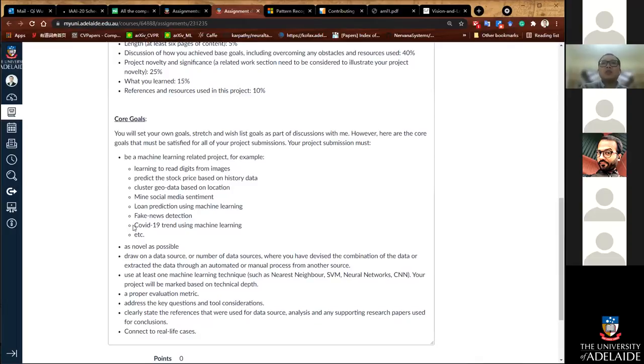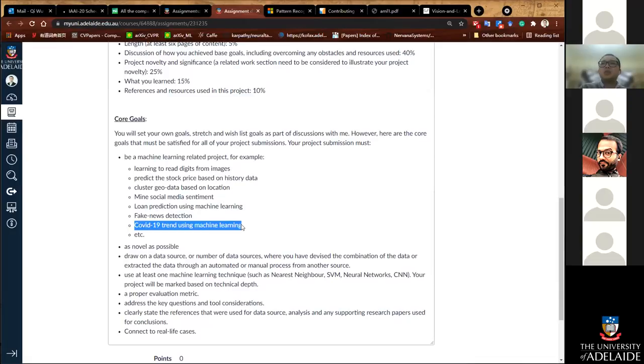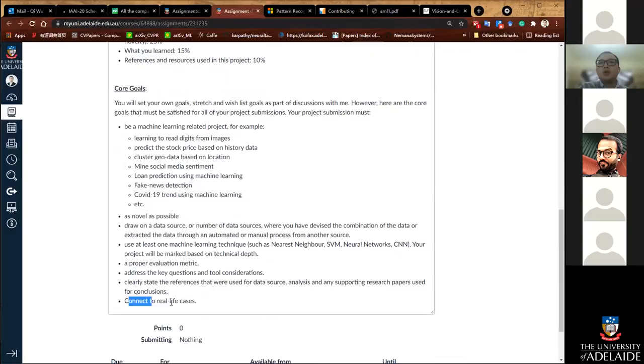And the fake news detection, COVID-19 trend using machine learning. Oh, this is quite new last year, actually, COVID-19 trend using machine learning. Right? You can predict the trend based on different parameters you can have. Well, it's easy to find those data. This is also a very interesting one, right? It depends on what kind of angle you choose, right? You can use different parameters to predict the trend. It's okay. So yeah, as novel as possible, and some other goals, right, connected to real life cases.